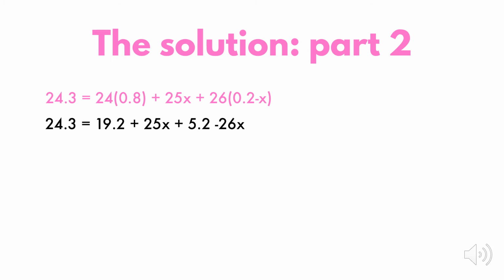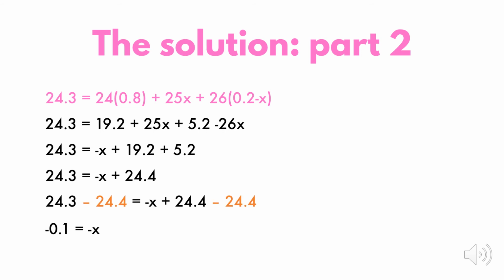Combine the x's by doing 25x minus 26x. That gives us 24.3 equals minus x plus 19.2 plus 5.2. We want to then do 19.2 plus 5.2 to start simplifying this a little bit. That leaves us with 24.3 equals minus x plus 24.4. Then we subtract 24.4 from both sides. And when we do so, that leaves us with minus 0.1 equals minus x. Now you can see we've got 0.1 for x again.